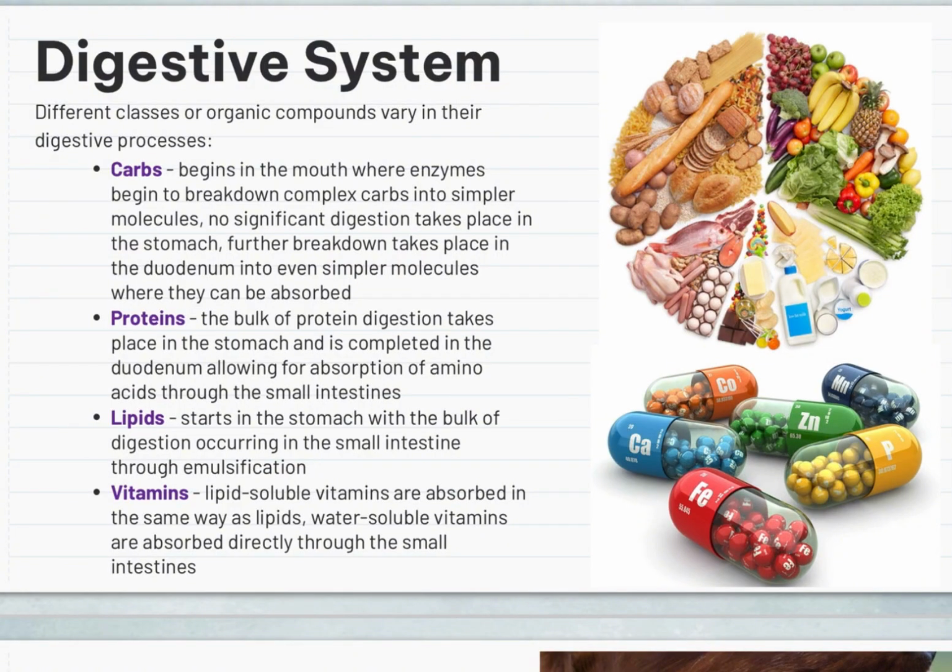Proteins, the bulk of proteins in fact, are digested in the stomach, and it's completed in the duodenum, allowing for absorption of amino acids through the small intestine. Lipids start in the stomach, with the bulk of digestion occurring in the small intestine through emulsification. And then lipid-soluble vitamins are absorbed in the same way as lipids. Water-soluble vitamins are absorbed directly through the small intestine.